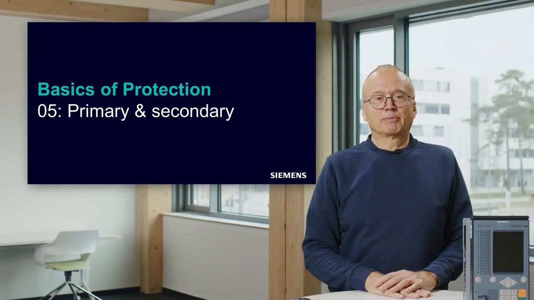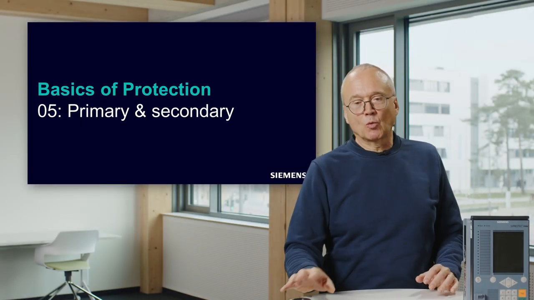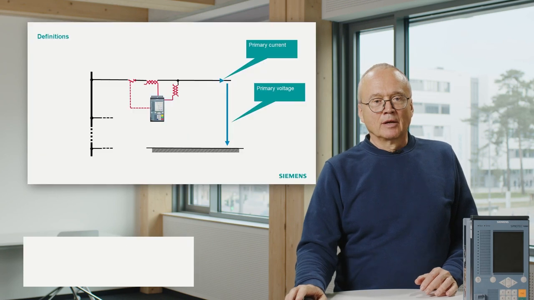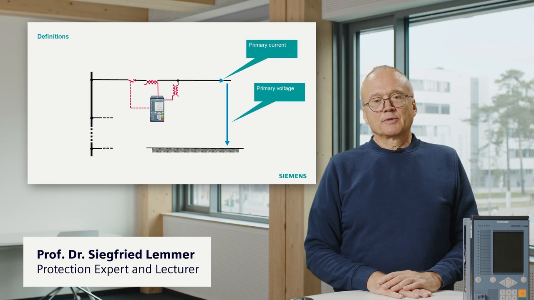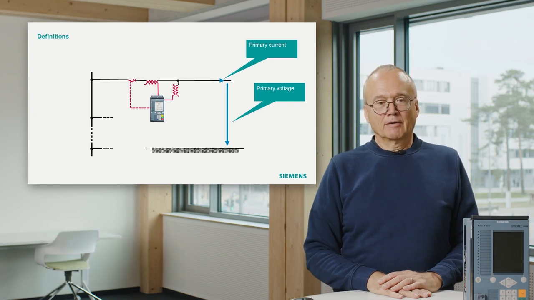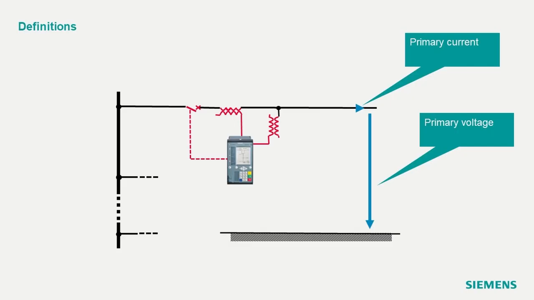So let's look at primary and secondary in protection. What does that mean? Remember, our protection relays are connected to the system via current transformers and voltage transformers. That means we have current values in the line or in the cable, and this value is called the primary value of the current. And of course, we also have a voltage, for instance, between the conductor and ground, that is called the primary voltage.